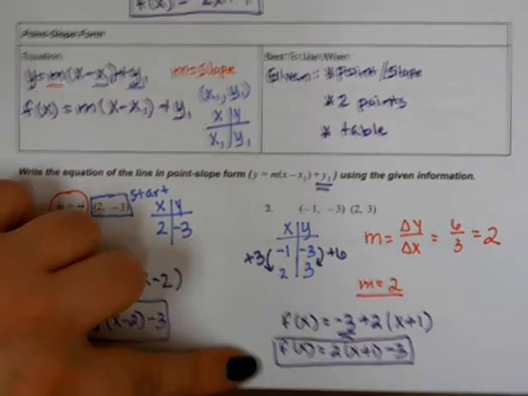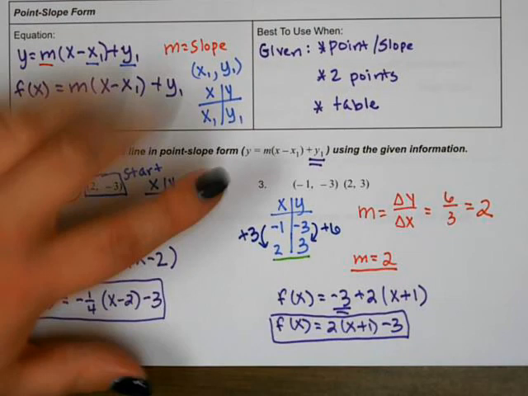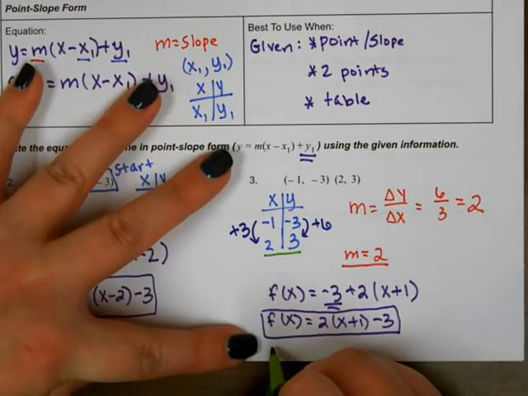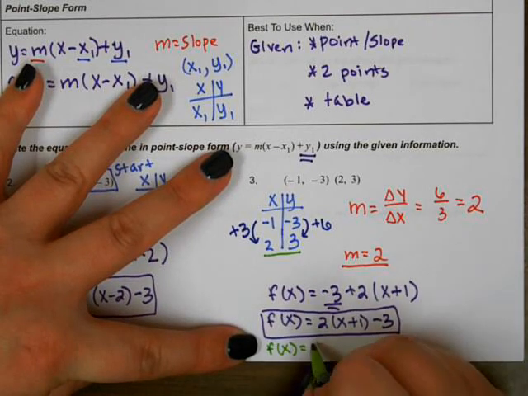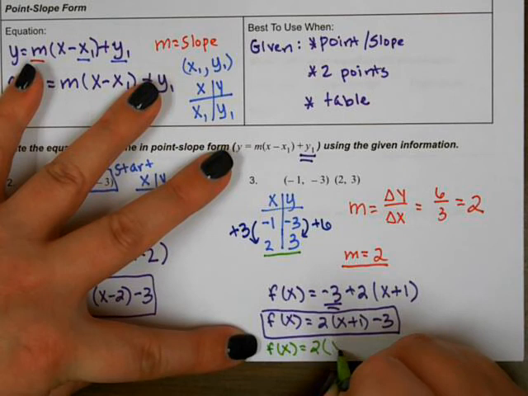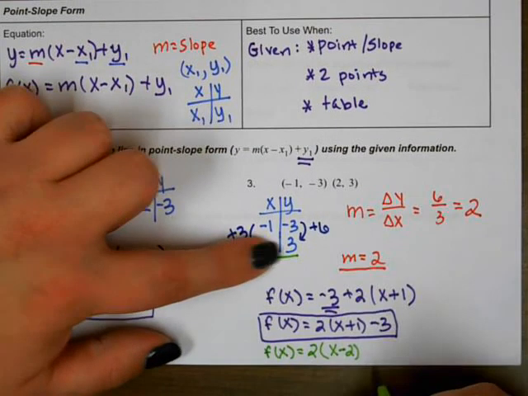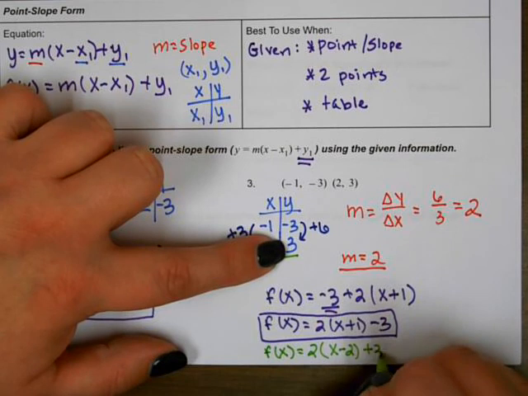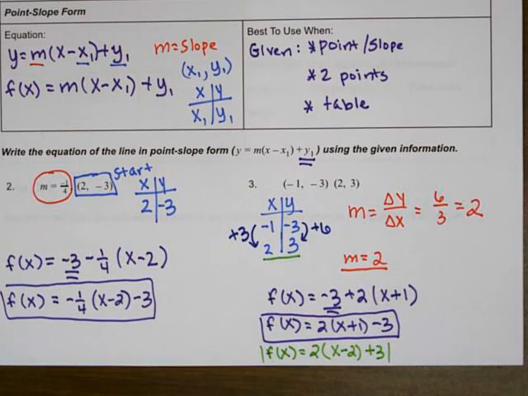If we wanted, we could use the other point instead. If we wanted to use the point 2, 3, we could go ahead and write that equation. So that would be f of x equals our pattern, which is 2, times x minus 2, since the table doesn't start at 0, it starts at 2, and then I would do plus 3. So either one of those equations would be okay. It just depends on which point you actually pick.